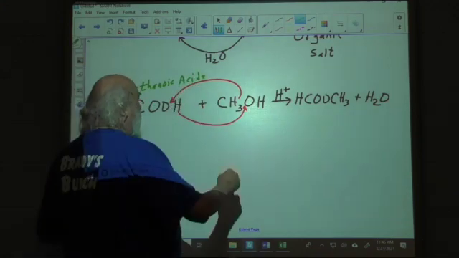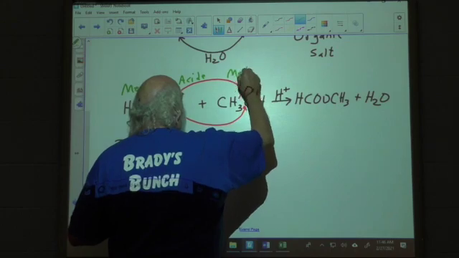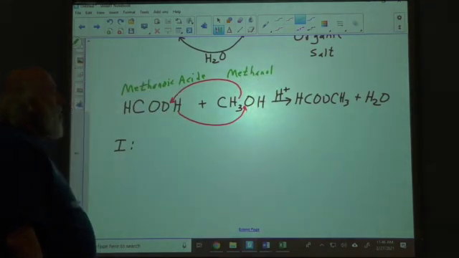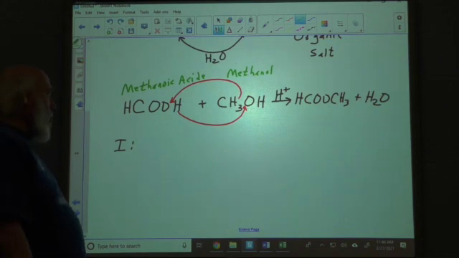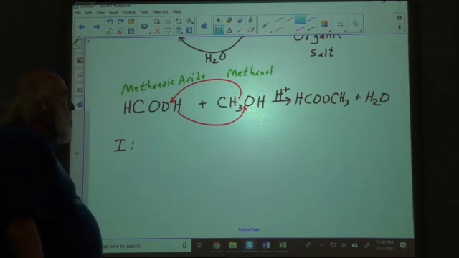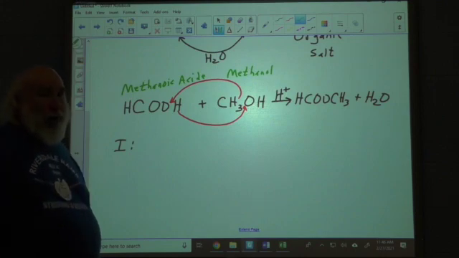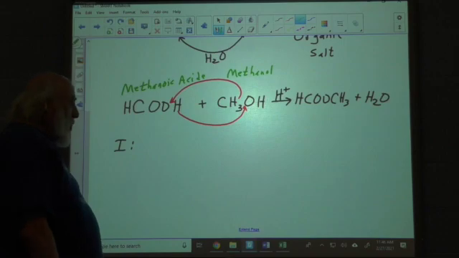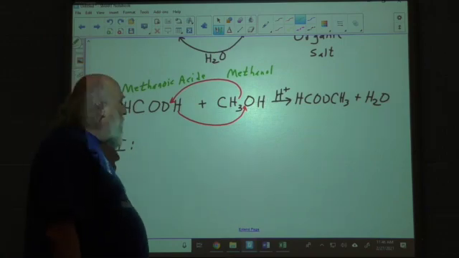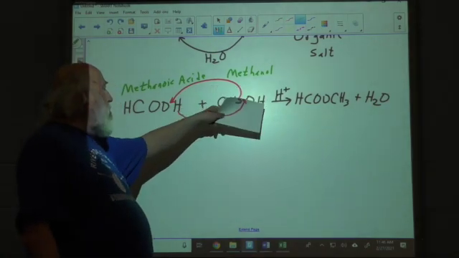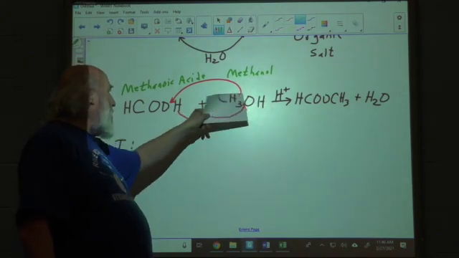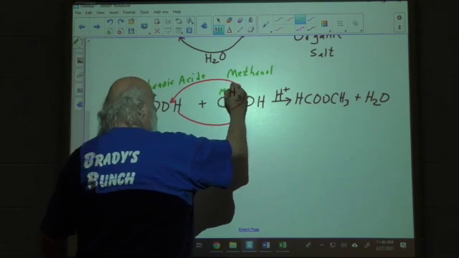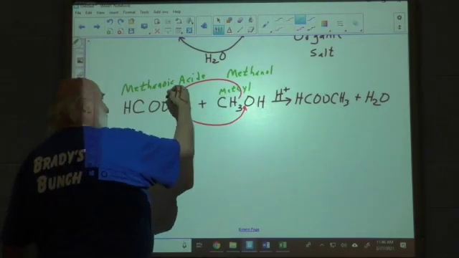And this right here is methanol. And we're not going to name water. I think we all know how to deal with that. So this is how this works. Because the methanol loses the OH, and the methyl group, and that is now a methyl group once it's lost the OH, attaches itself over here.